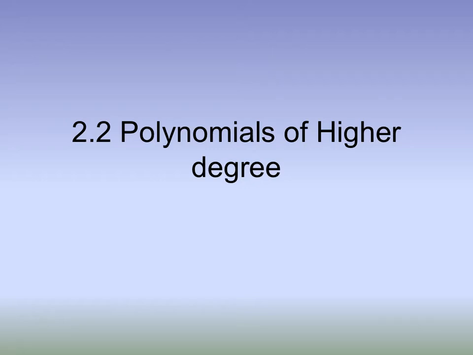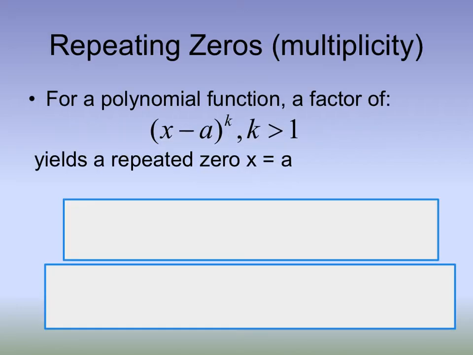Welcome to day 2 of 2.2 Polynomials of higher degree. We're going to look at graphing polynomials based off the leading coefficient test and finding their zeros, as well as taking a look at multiplicity of zeros and identifying what that means. Let's get started.